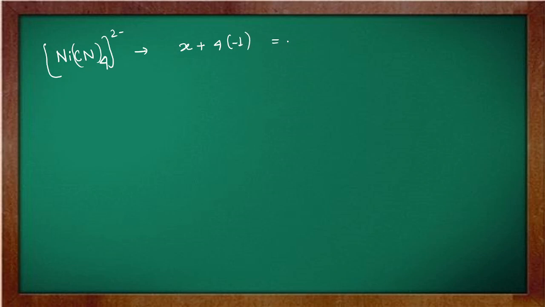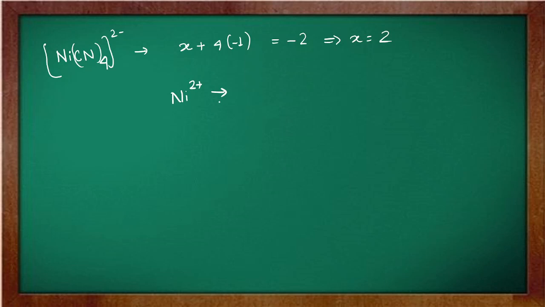Suppose let me take an example of nickel cyanide, [Ni(CN)4]2-. First step, determine the oxidation state. X plus 4 times minus 1 is equal to minus 2. Then from here you will get x is equal to 2. So now I'll directly write the oxidation state, Ni2+.